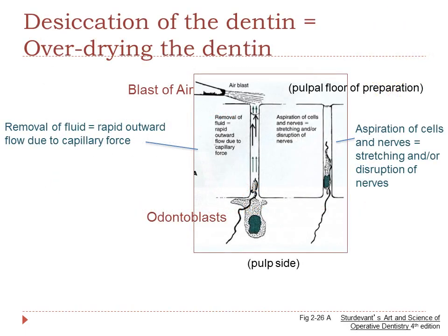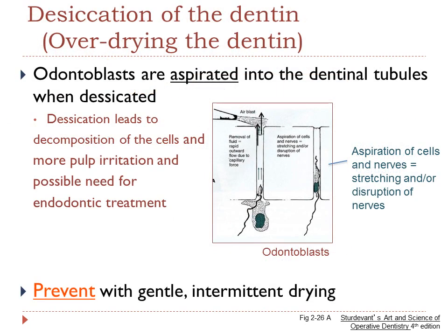Desiccation of the dentin due to overzealous drying may have harmful effects and should be avoided. In aspiration, the cell bodies of the odontoblasts are sucked up into the dentin tubules. Desiccating the dentin leads to aspiration of the odontoblasts, which can lead to pulp death, that is, pulp necrosis. Gentle, intermittent drying of tooth structure will help. Aim the air across the preparation, rather than directly at the dentin surface.